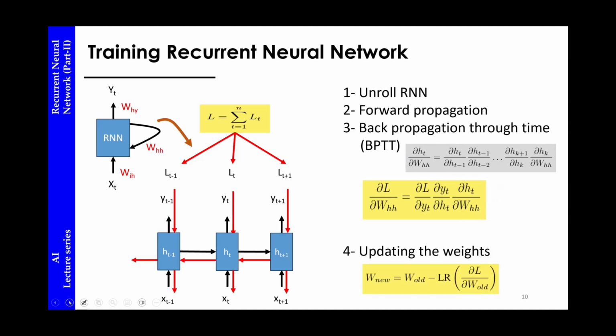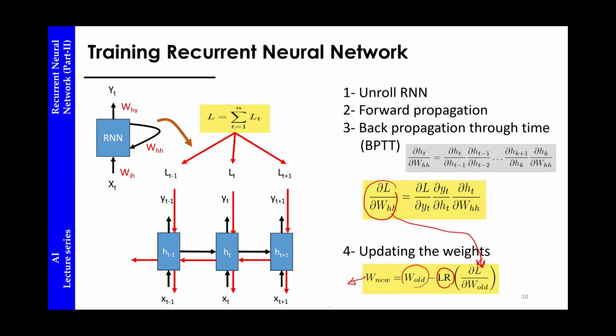And the next step is updating. The next step of the training course is updating the weights. After calculation of this fraction, we multiply it by the learning rate and subtract this value from the old weight value to calculate the new weight values. These four steps are how we train all types of networks, including recurrent neural networks.